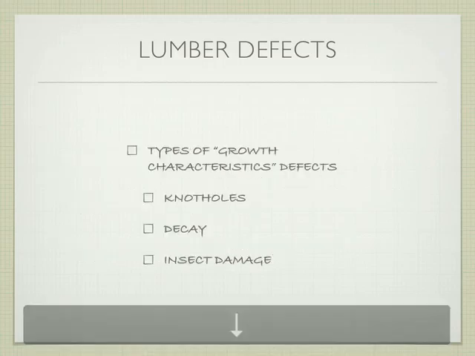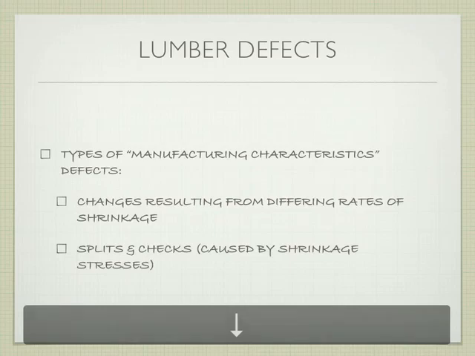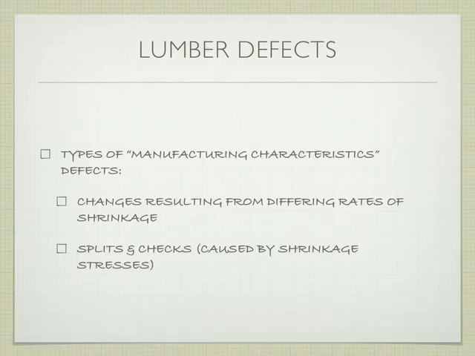So growth characteristic defects would be knot holes, decay, insect damage, fire damage, those kinds of things. Manufacturing defects would be changes resulting from differing rates of shrinkage. Think of that board: splits, checks. The reason it's manufacturing is because somebody decided how to make the maximum yield out of the board. The knot holes and stuff, I don't have any good examples of giant knot holes, but this would be an example.